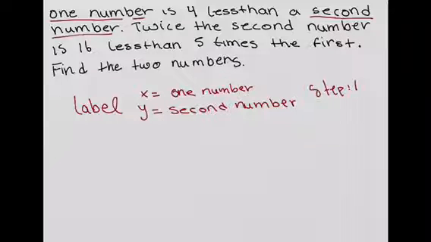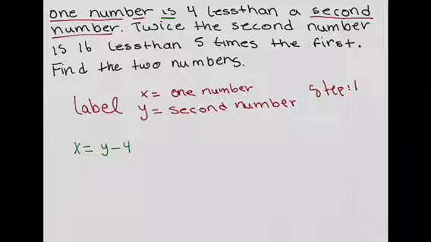Now that I have labeled and I know the variables that I'm going to be using, I'm going to go ahead and write the equations that will represent this problem. So the first part says one number, which means x, is, the word is means equals in math, 4 less than the second number. The second number is y, so minus 4, y minus 4.